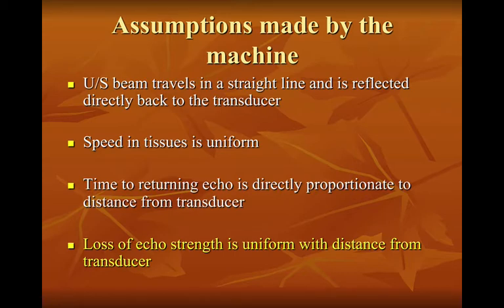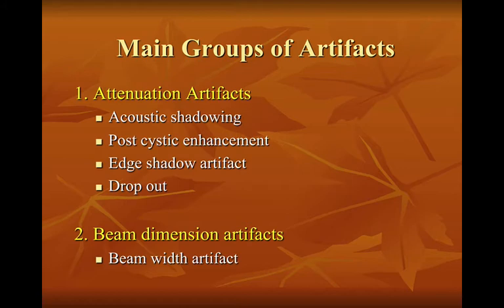The next assumption the machine has to make is that the loss of echo strength is uniform with distance from the transducer. The ultrasound beam is sort of like a torch beam. Further away, it gets weaker. So you can imagine if an ultrasound beam is bouncing off something a long way away, the returning echo is going to be very weak, even if that thing is a good reflector of ultrasound. So the ultrasound machine artificially increases the strength of an echo that's taken longer to return, so it matches the strength of an echo that's come from something closer. That's kind of hard to understand, but I'll come back to it.